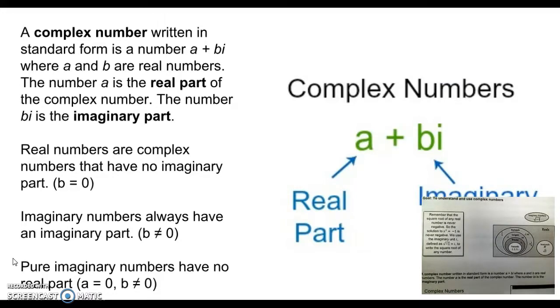Now, complex numbers. These are numbers written in standard form, a plus bi, a and b both real numbers. The number a is the real part of the complex number, and then b times i is the imaginary part. So all the real numbers are complex numbers with no imaginary part. All the imaginary numbers always have an imaginary part. And numbers that are pure imaginary have no real part.